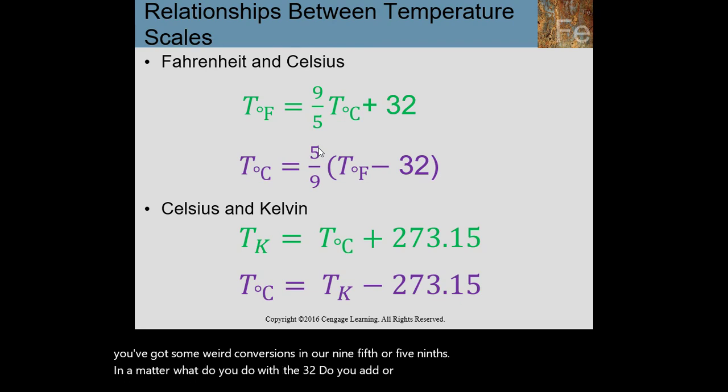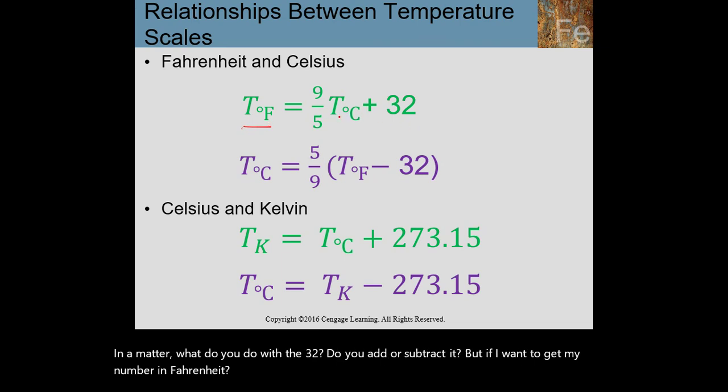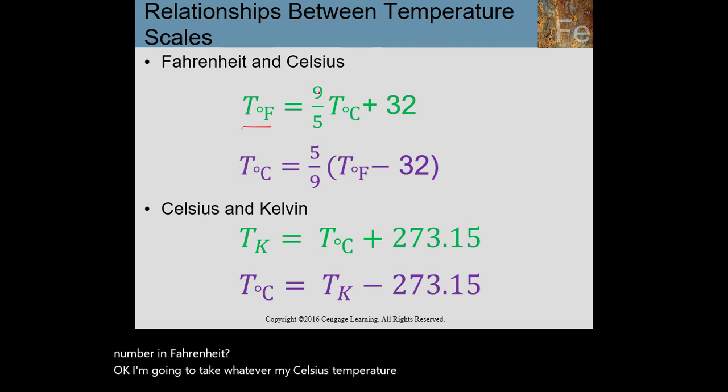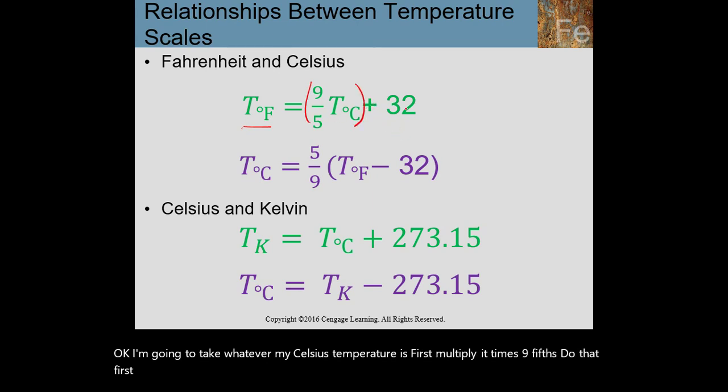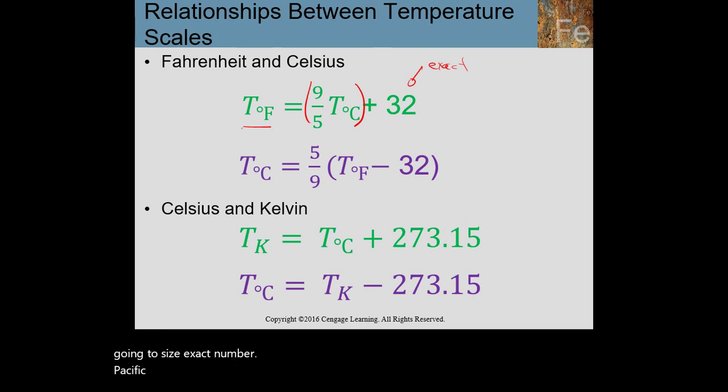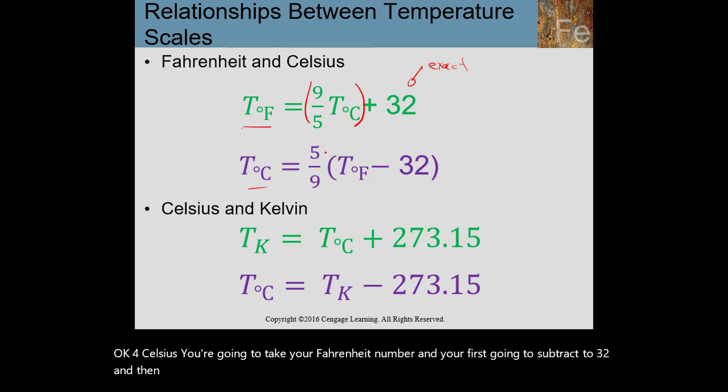But if I want to get my number in Fahrenheit, I'm going to take whatever my Celsius temperature is, first multiply it times 9/5. Do that first. Then whatever number I get from that, I'm going to add 32 to. And we're going to treat that as an exact number for sig figs. We'll talk about sig figs in a second. For Celsius, you're going to take your Fahrenheit number and you're first going to subtract the 32, and then you're going to multiply it times 5/9. So you want to do the negative 32 first for going from Fahrenheit to Celsius.